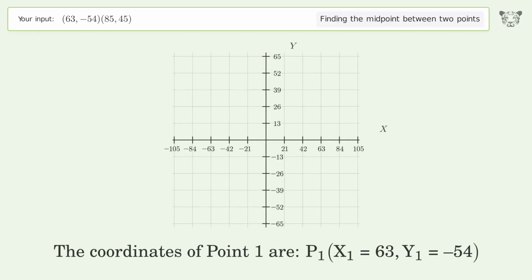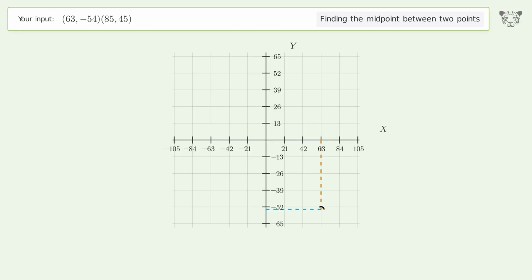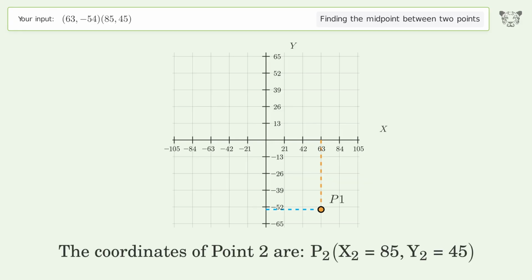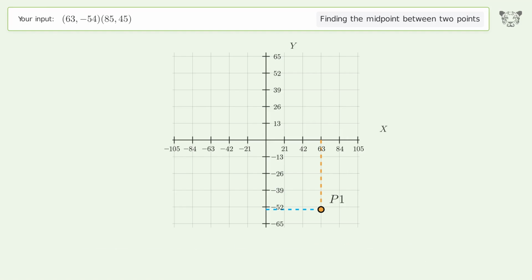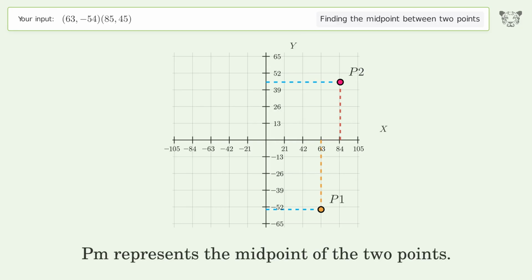The coordinates of point 1 are, x1 equals 63, y1 equals -54. The coordinates of point 2 are, x2 equals 85, y2 equals 45. PM represents the midpoint of the 2 points.